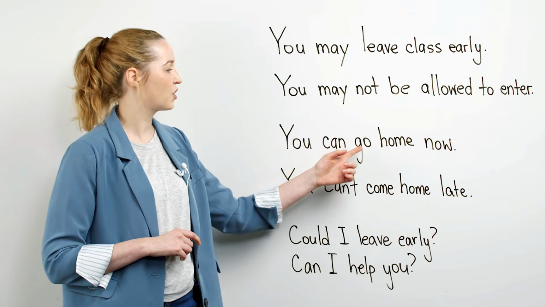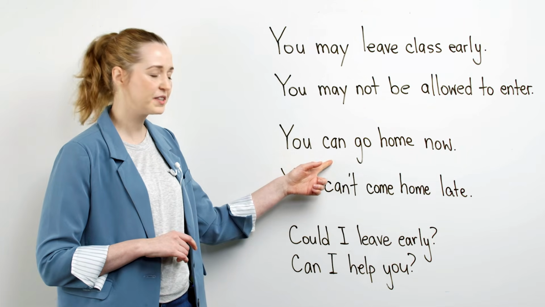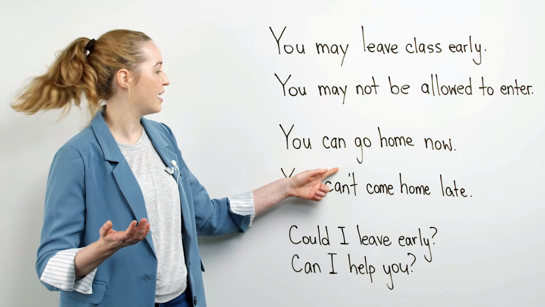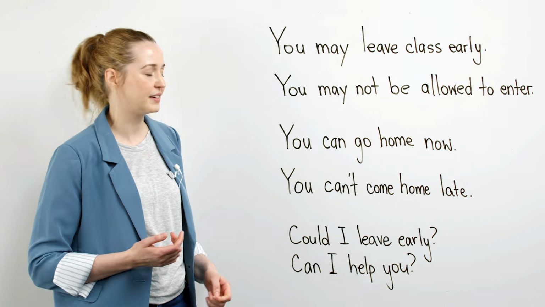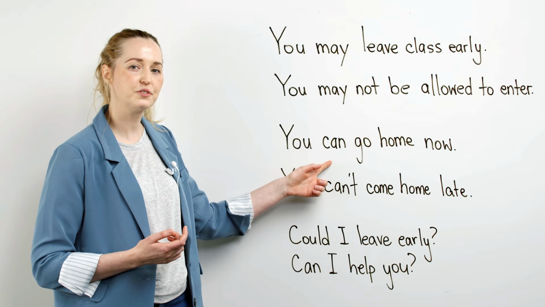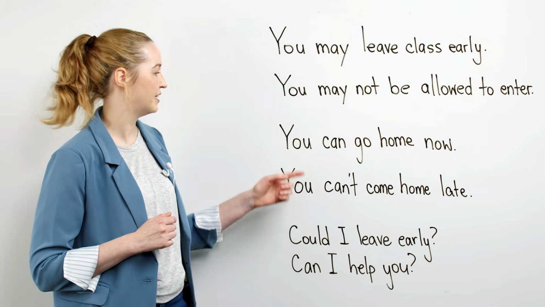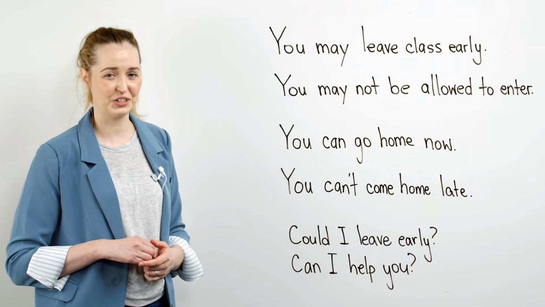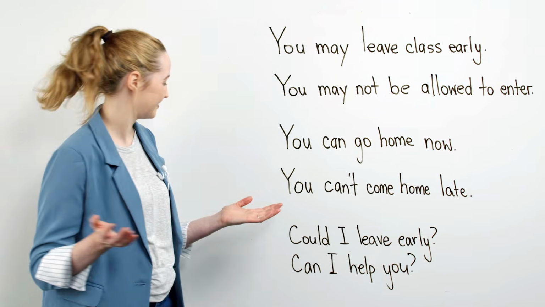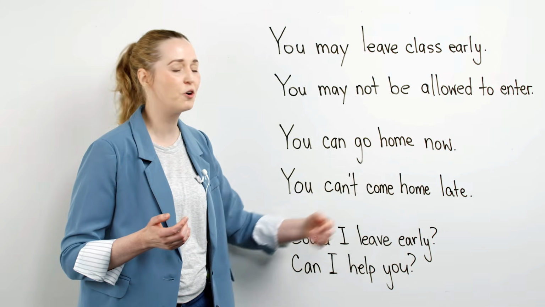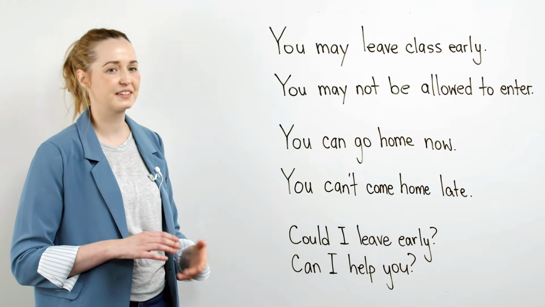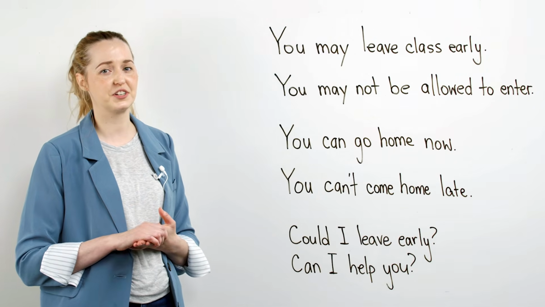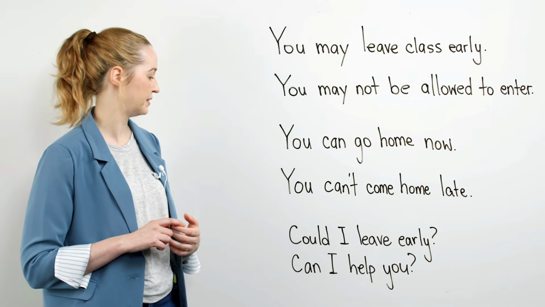You can go home now. We talked about can, and it was used for ability. Can is also used for permission. You can go home now. You have permission to go home now. You can't come home late. Can't. You do not have permission to come home late.